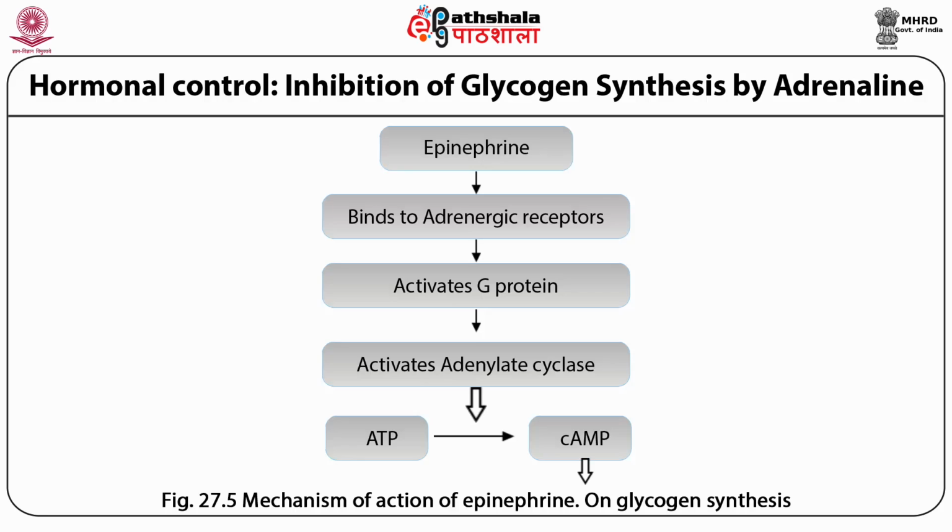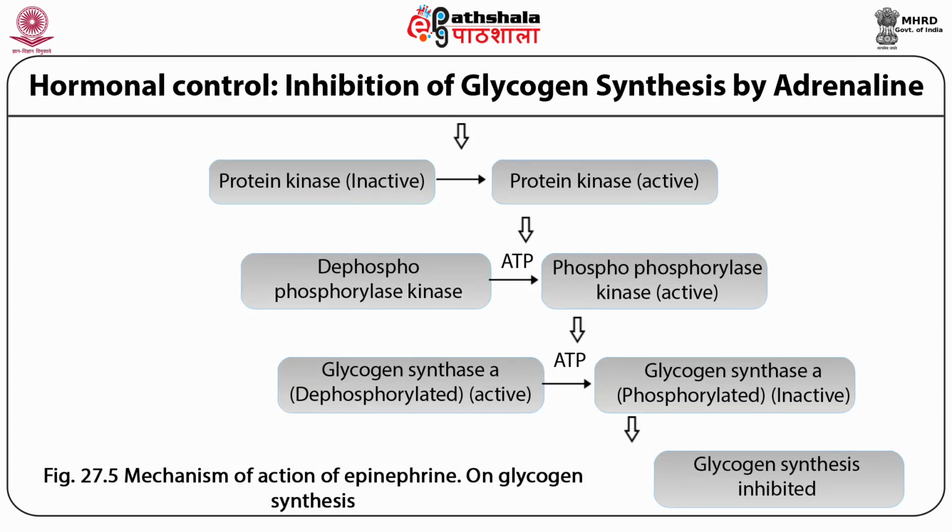The fight or flight response stimulates the adrenal medulla to release adrenaline. Adrenaline binds to the beta adrenergic receptors on the plasma membrane of the target cell. It causes a conformational change in the protein. It activates the G protein, which in turn activates the adenylate cyclase enzyme. Activated adenylate cyclase converts ATP to cyclic AMP. The cyclic AMP binds to the cyclic AMP dependent protein kinase.